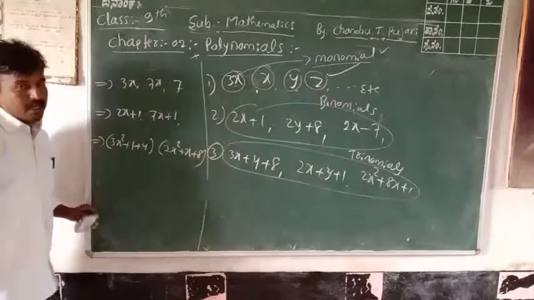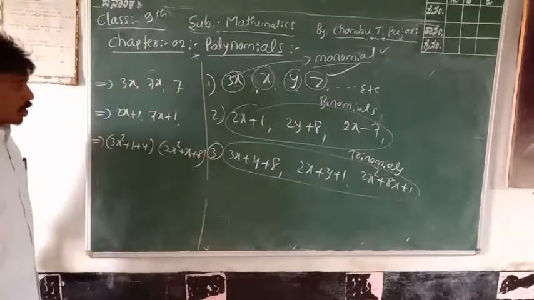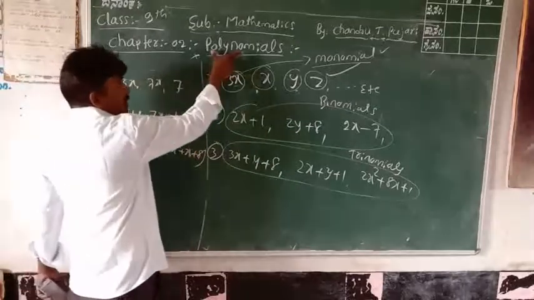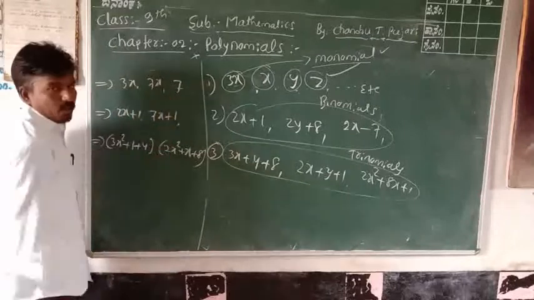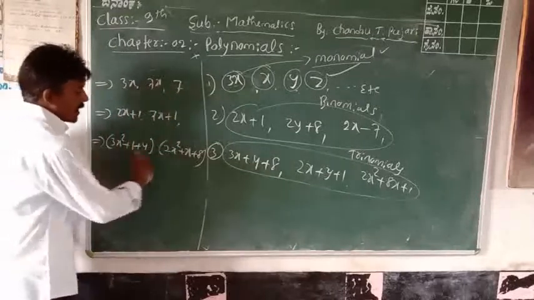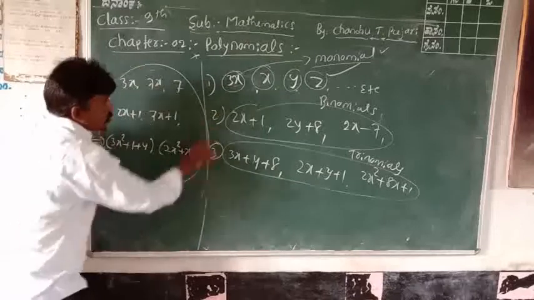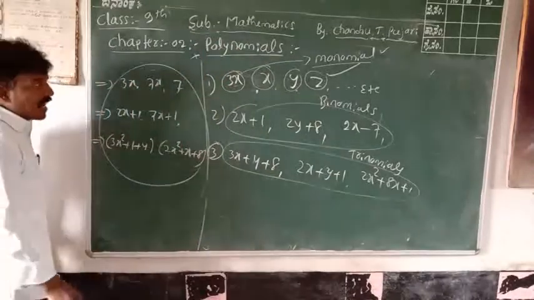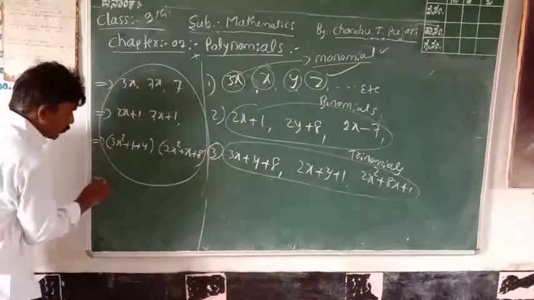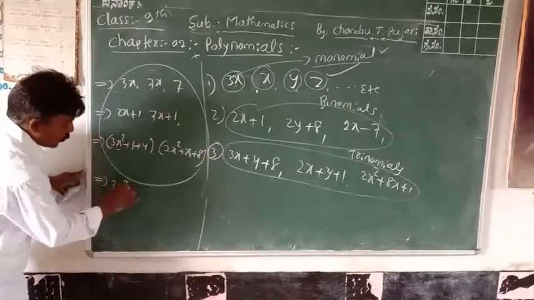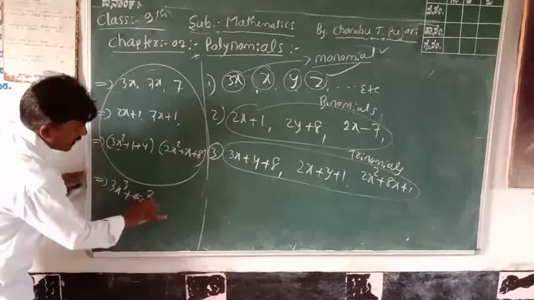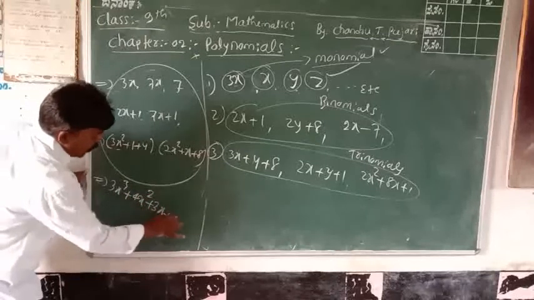These two are trinomials here. And also, we know about polynomials. These are monomial, binomial, trinomial. These all are also polynomials, and also those with more than three terms. More than three terms means, for example, 3x cubed plus 4x squared plus 3x plus 1.